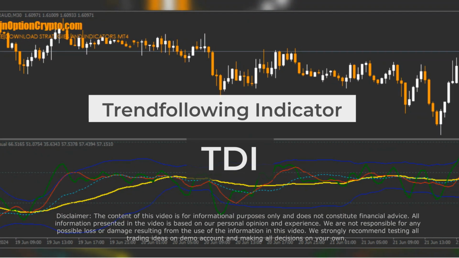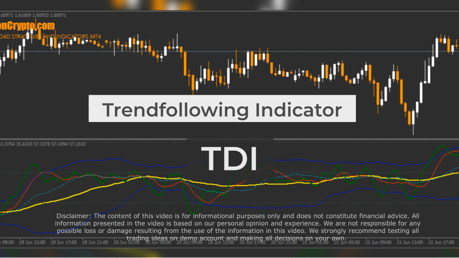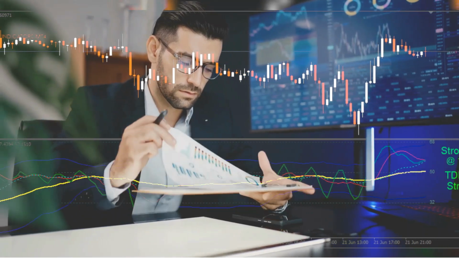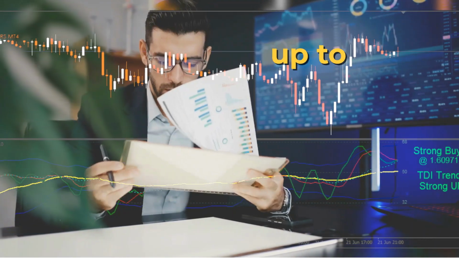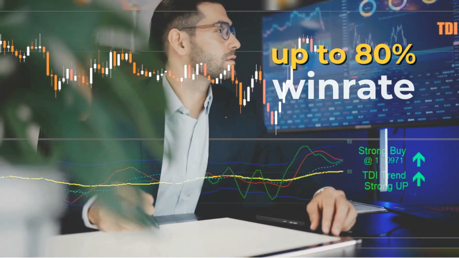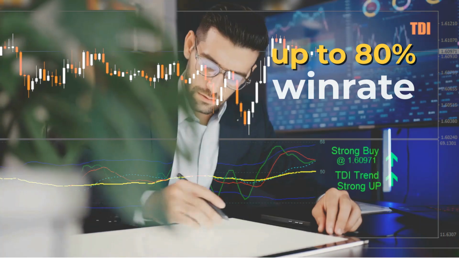The TDI binary options indicator is one of the universal trend oscillators, and its author claims that this tool is capable of giving up to 80% of profitable signals. Sounds tempting. Let's try to get to know TDI better.